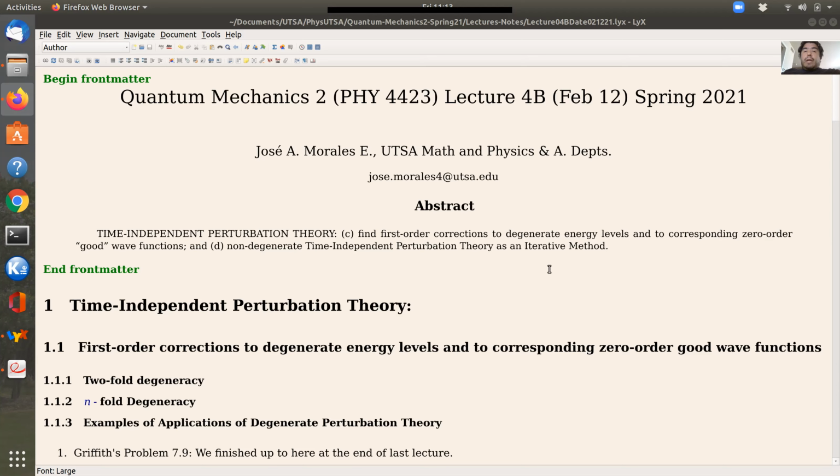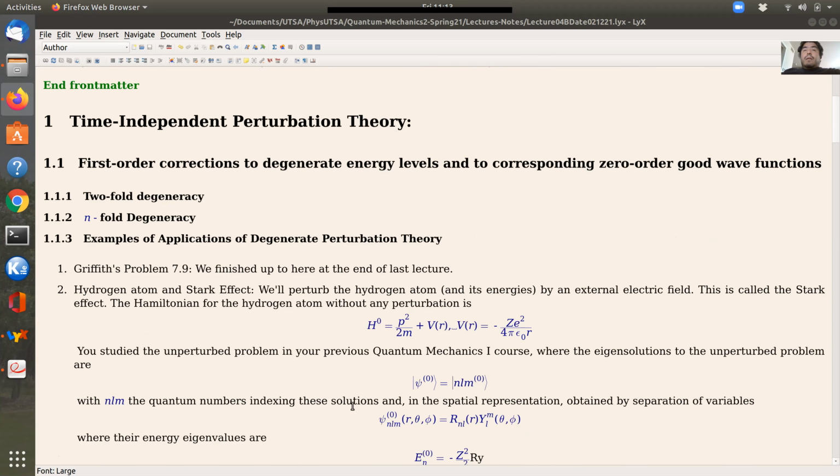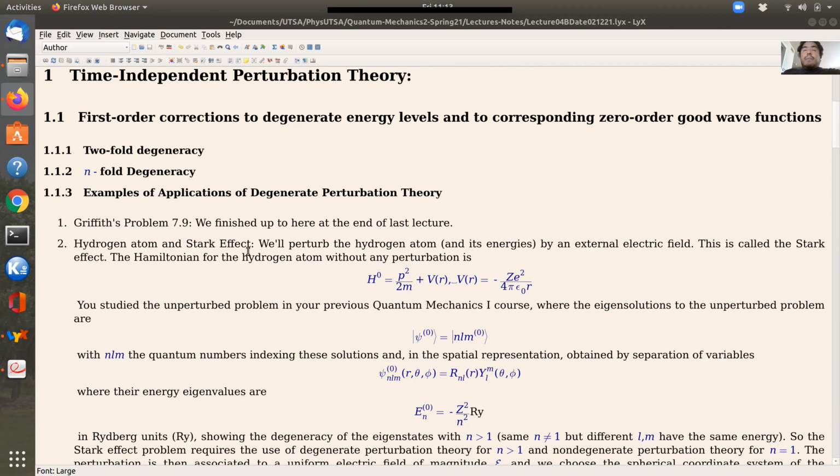So, okay, last time we studied in terms of degenerate perturbation theory, the case of twofold degeneracy, meaning that the degenerate space is of dimension 2. We studied the theory related to the extension of this machinery for a degenerate space of a given dimension. Let's call it n, which can be higher than 2. And well, now I'm going to present another example. So the first example I presented last class was Griffith's problem 7.9, and this is where we ended.